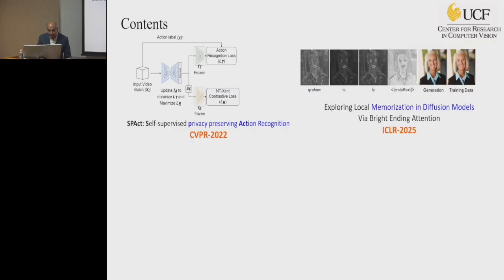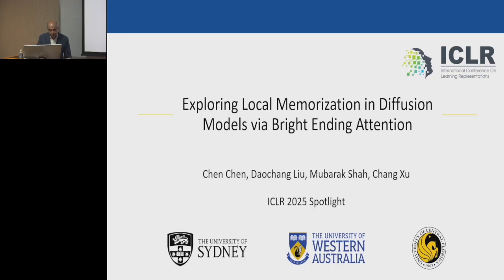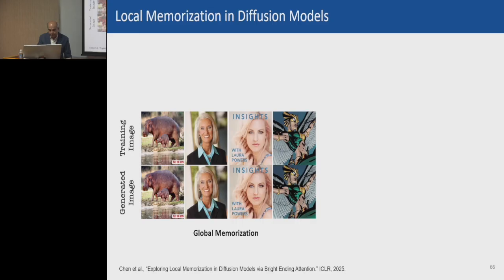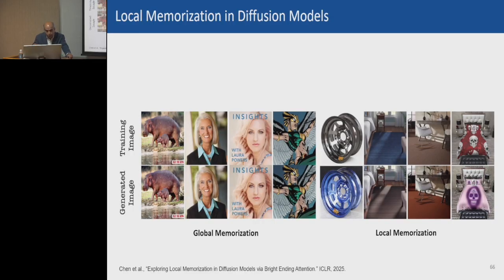Let's go to the second piece, where we look at memorization in diffusion models. This is joint work with the University of Sydney. As I mentioned, these are the training images and these are the generated images. They are basically duplicates, and this is called global memorization, because the whole image looks like that. More serious is local memorization, shown here. These are the training images. Here they look different because the color is changed, but otherwise everything is the same, which is difficult to detect compared to global memorization.